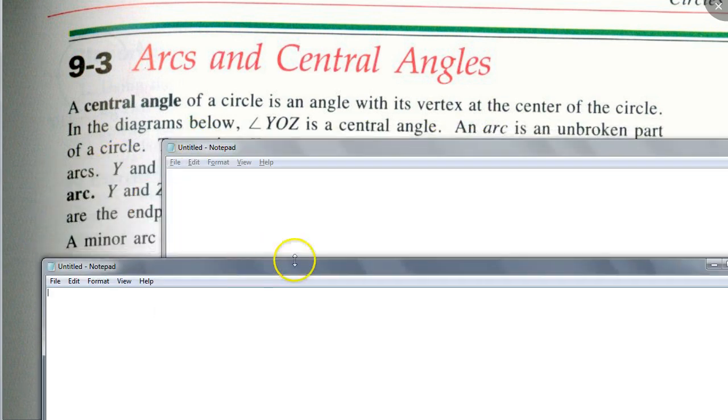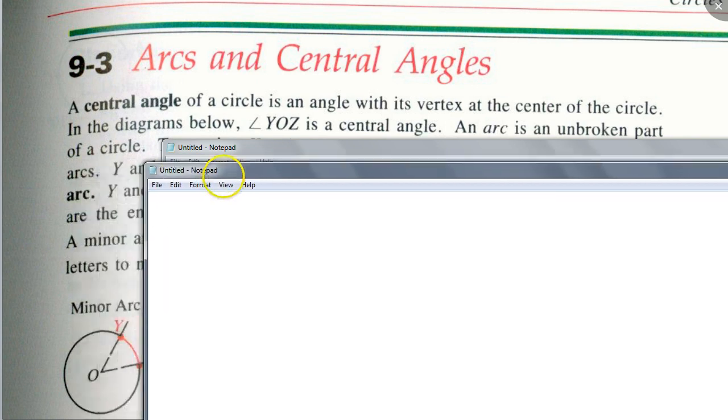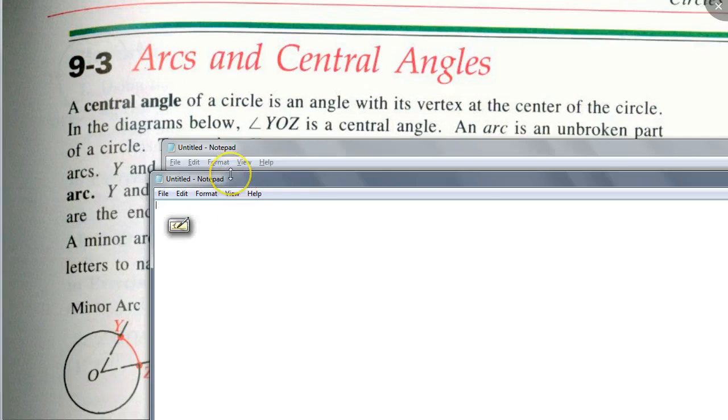So here, in this picture again, do you guys see an arc in this picture? The unbroken part of this circle? Yes. What is it? Yeah, YZ. And so you see the arc YZ? That's an arc. I think you may have seen that before in intro or something like that.